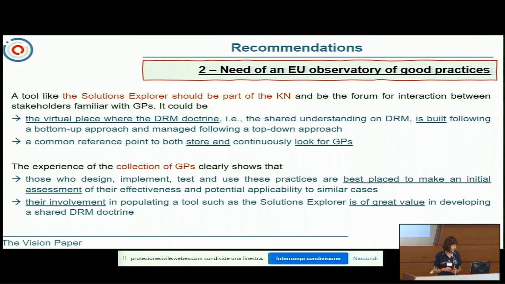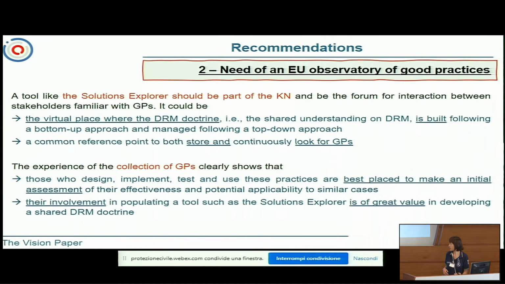We think, in our experience, that those who design, implement, test, and use the practice are best placed to make an initial assessment. So who will decide what a good practice is? Who use it? If we did something that was successful, we can think that it's a good practice. So we are in the right position to present this good practice to the community. But of course, we need a counterpart to see if this good practice can be replicable, can be exported, if it's flexible enough. In any case, the involvement of the community of practitioners is important and is of great value.